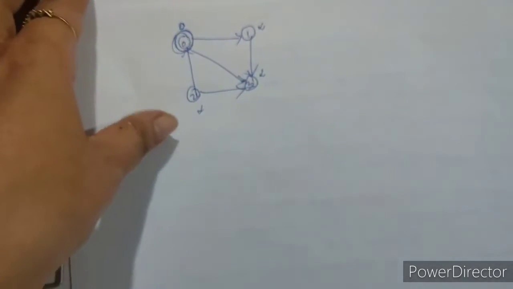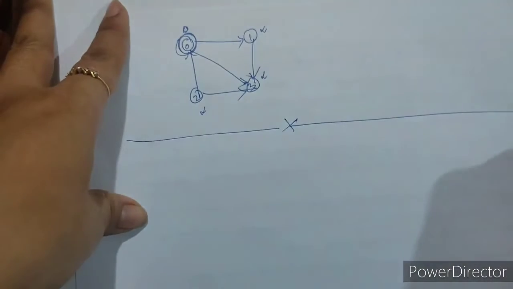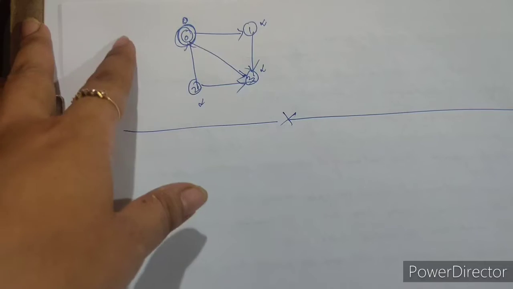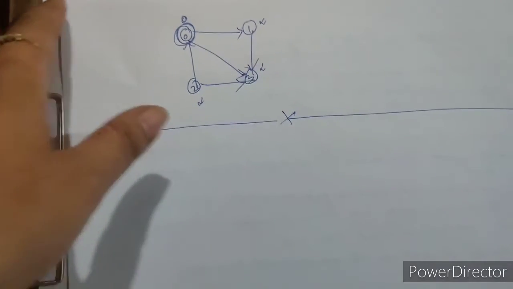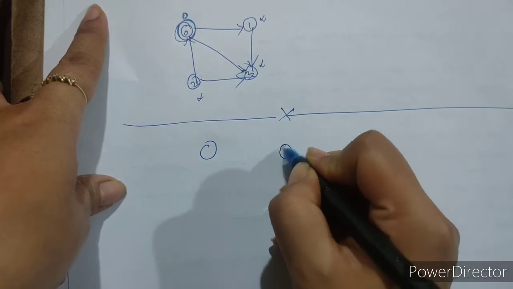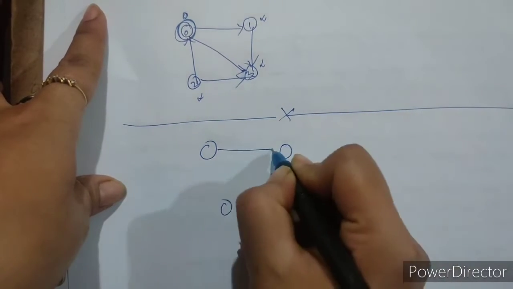So this is the Dijkstra algorithm, and I'm going to explain it. Suppose this is my graph.